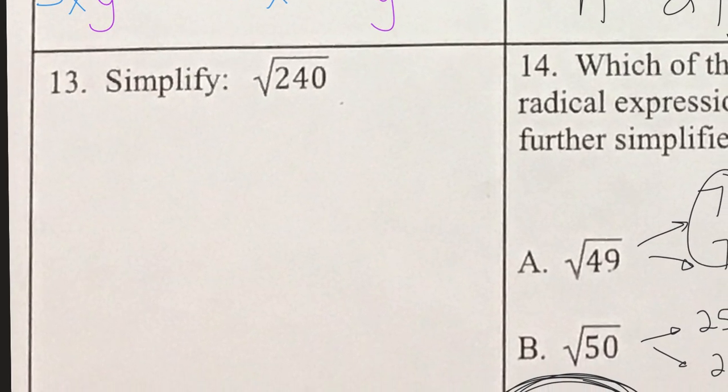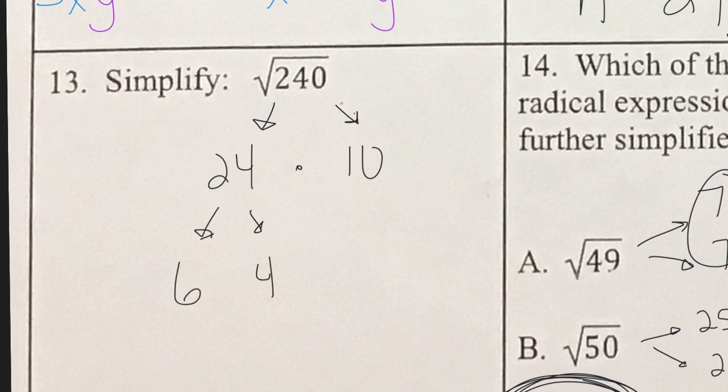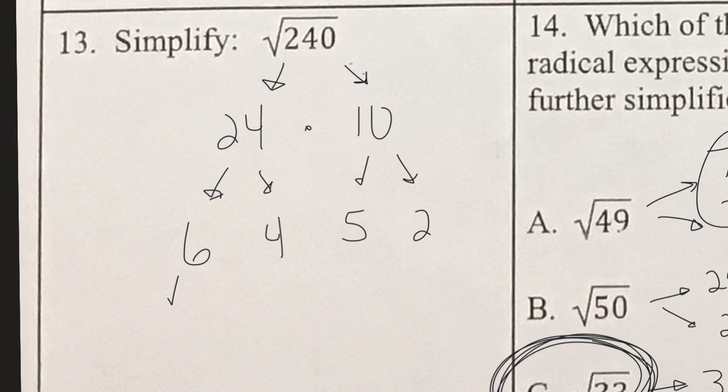And lastly, 240. Okay, I know 240 is 2 times 120, but it's also 24 times 10. Right, 24 and 10 are much smaller numbers, a little bit easier to deal with. 24 is 6 times 4. Is that what you see, or 8 times 3? And 10 is 5 times 2. Okay. 6 is 3 times 2. 4 is 2 times 2. And that's all the way down to your prime factors.